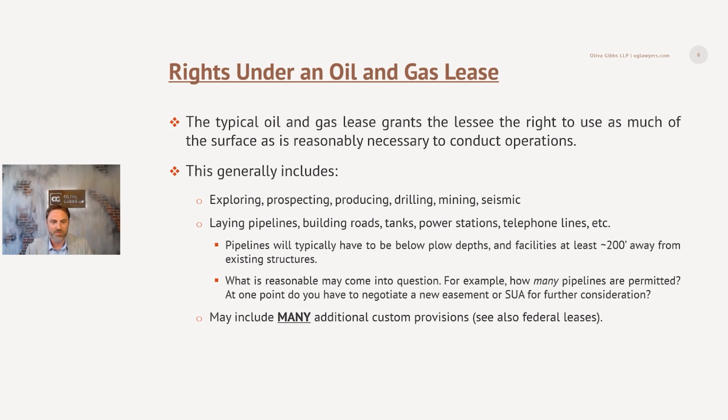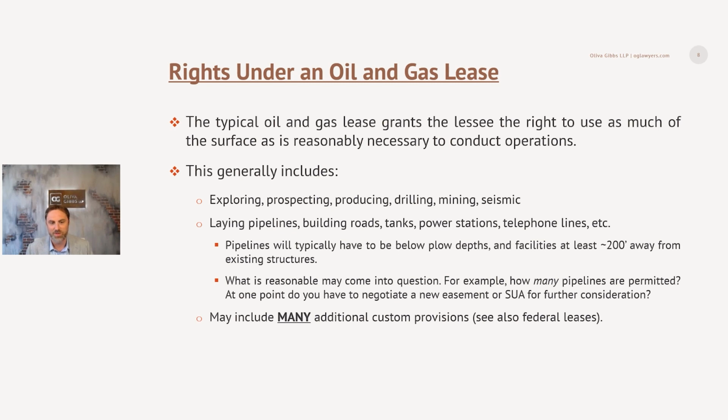Also, there's got to be takeaway capacity. So you're going to have the right to lay pipelines. You're going to be able to build roads, tanks, power stations, telephone lines, electric lines, all these types of things. And so you're going to have the right to lay these. Usually you get an easement agreement as well. And again, the more you can agree on the front end to different types of surface use, the less you're going to have to worry about on the back end.